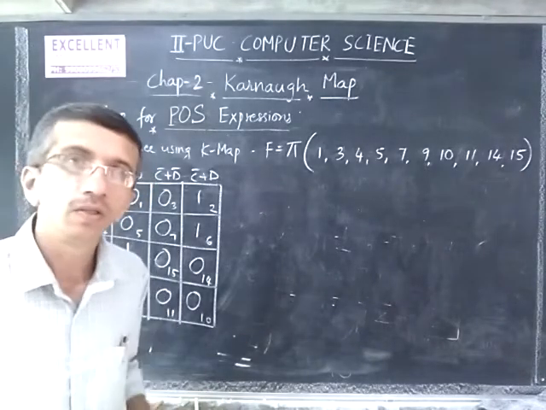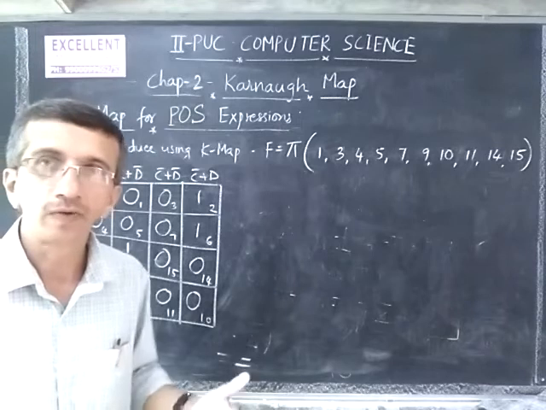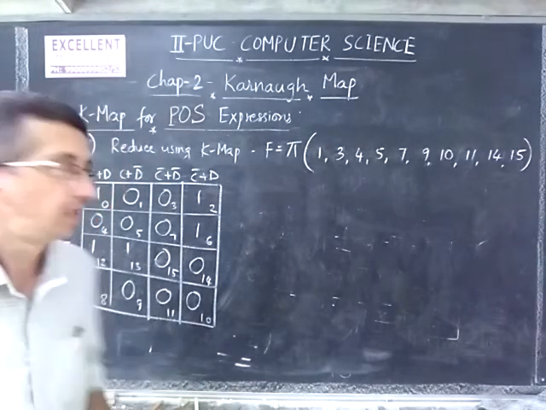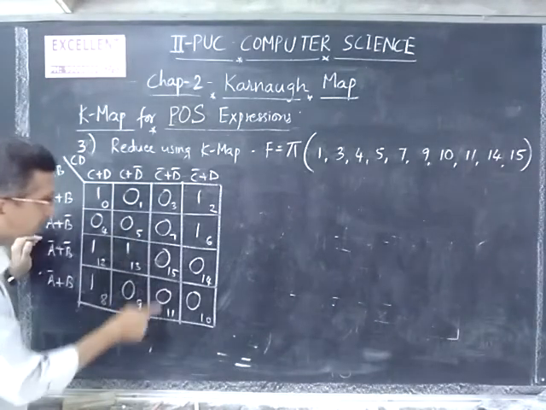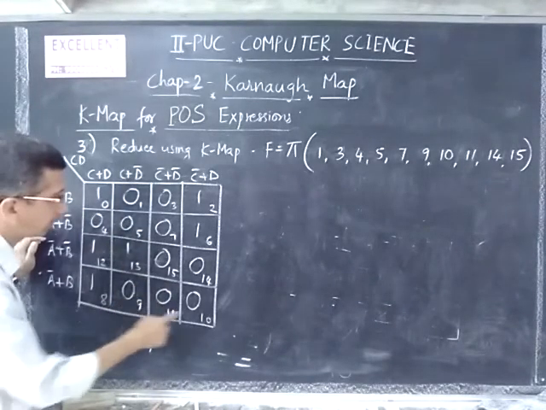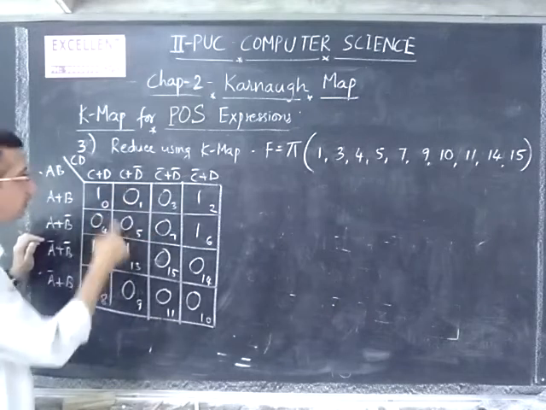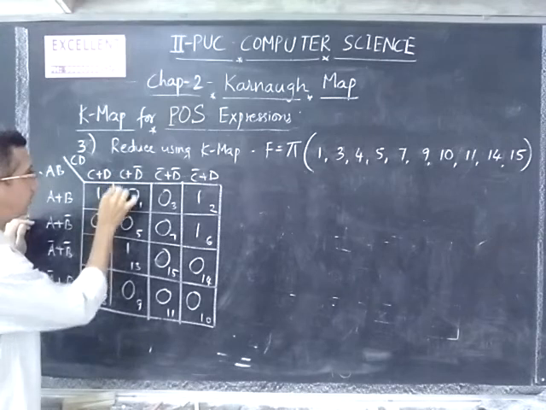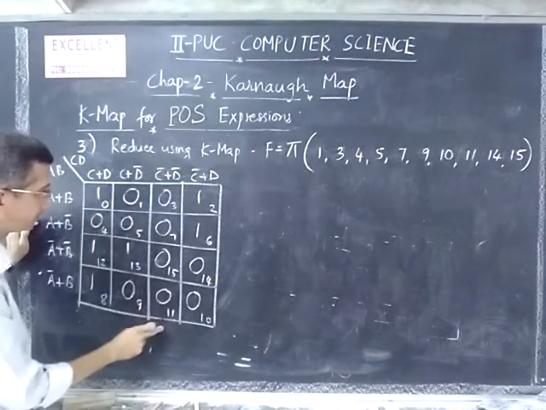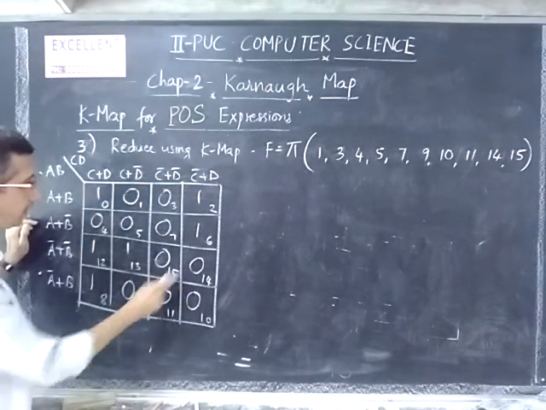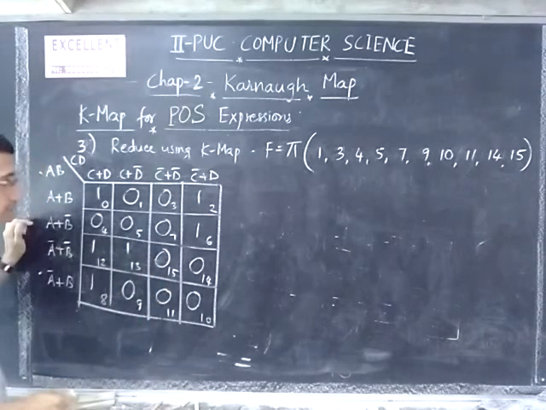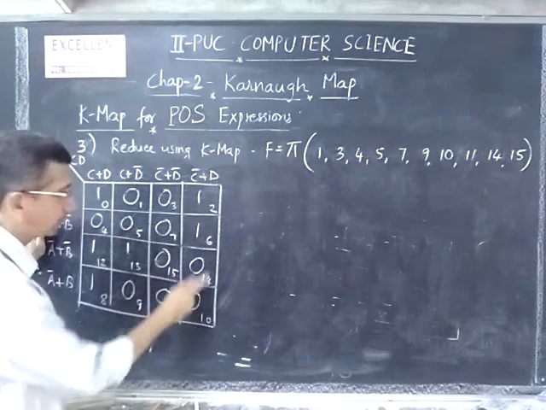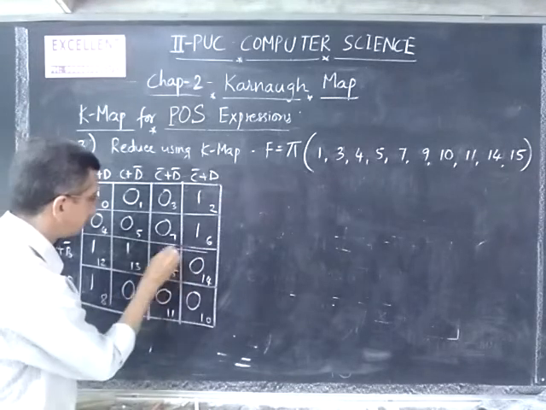Now, one thing I should tell you. When you group them into octets or quads or pairs, there should be a minimum number of groups, correct? Suppose you have identified this one as one quad, here is one quad, there is one quad, and there is another quad possible like this. First I will identify this one as one quad. This is another quad, and this is another quad. Now if you think of, for example, first you identify this one as one quad, right? This one.